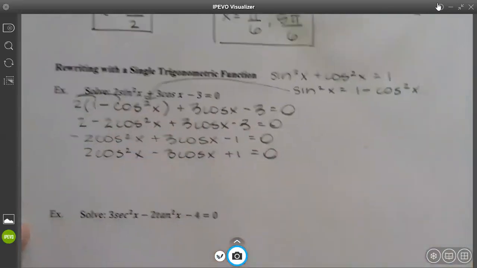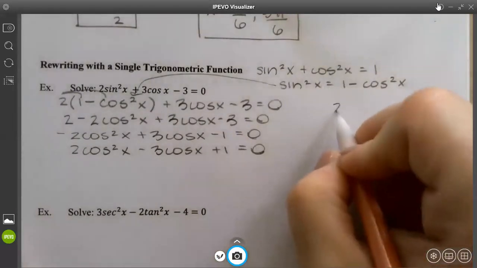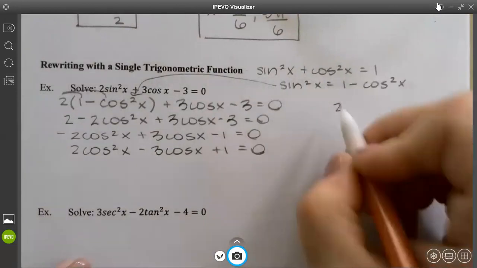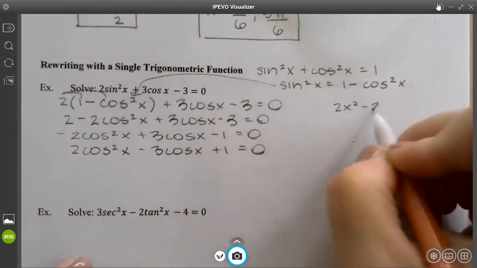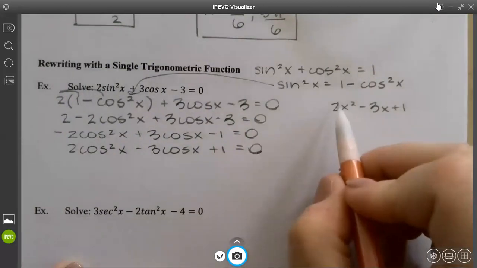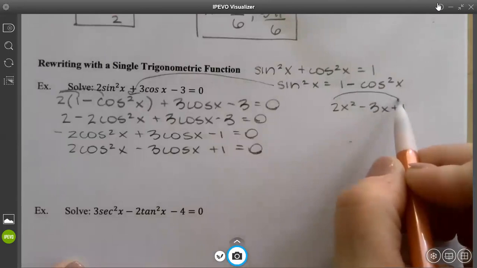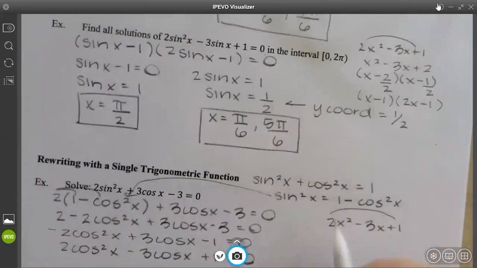And now I can factor. What am I factoring? In terms of x. And how do I factor that? We already did this, right? Yeah. Okay, so remember we did it right here. So what are we going to end up with in the end?